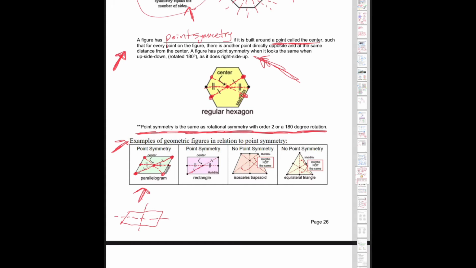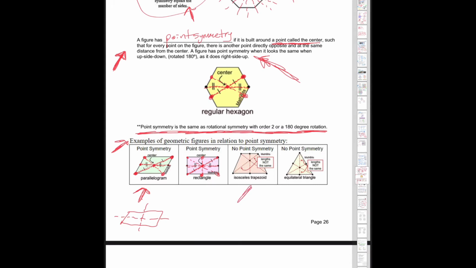Rectangles also have point symmetry. And again, we mark our center. From this point to the center, and then from the center to the opposite side at the same point is the same distance. We also have that here. We could add in another one here. We could also add in the same thing here.